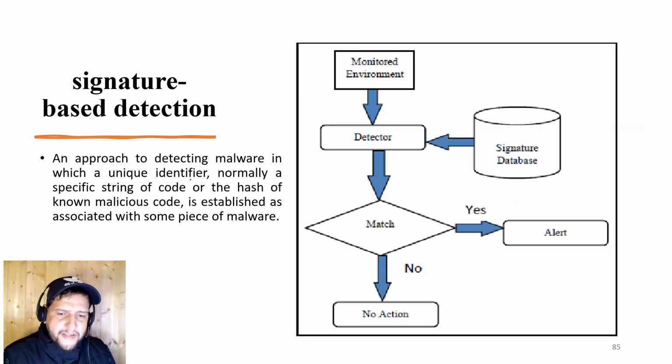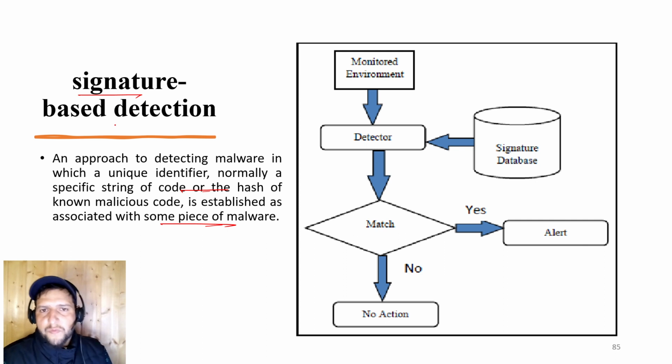Signature-based detection. So what is signature-based detection? An approach to detect malware in which a unique identifier, normally a specific string of code or the hash of known malicious code, is established as associated with some piece of malware. So it is signature-based where you have a signature. The signature is defined, for example, there's a virus and the signature is defined. So it's going to see if that signature matches with the virus, then it sends you an alert.